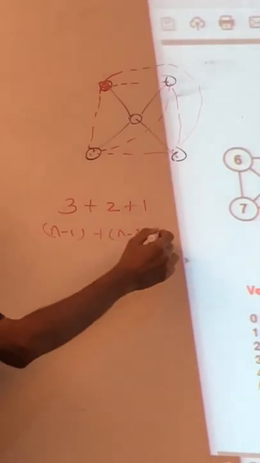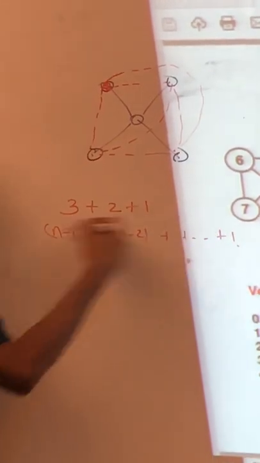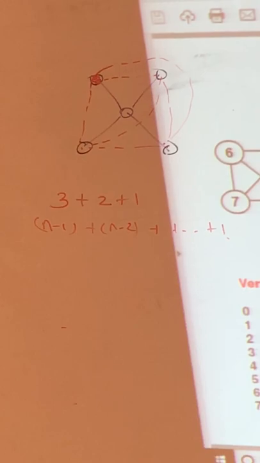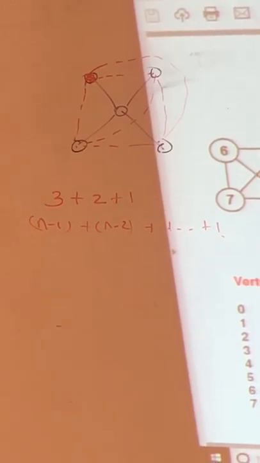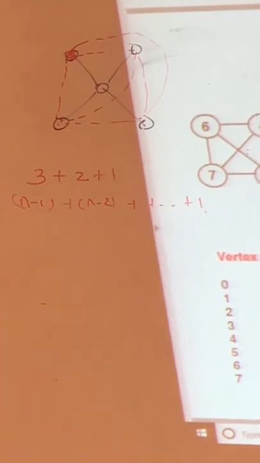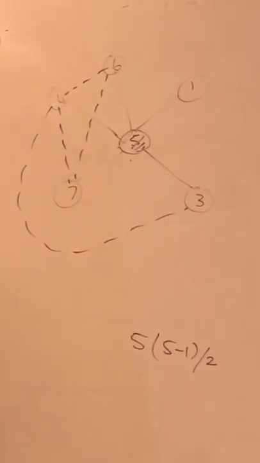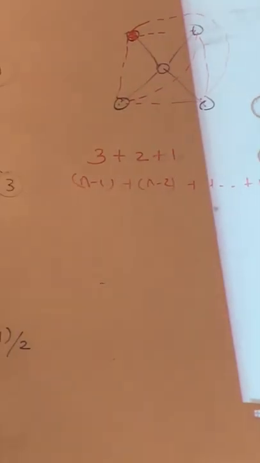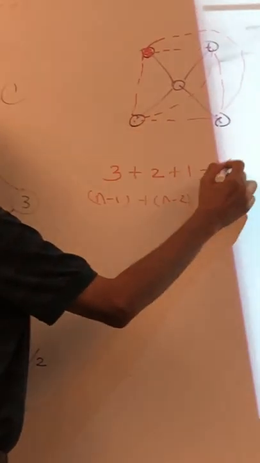So that is why I wrote that summation: 1 plus 2 up to n minus 1, which, from your math class, you should know is n times n minus 1 over 2. Okay? So that is what you need to know. If you have 5 neighbors, it's going to be 5 times 5 minus 1 over 2. If you have 4 neighbors, it's going to be 4 times 4 minus 1 over 2, which is 6.